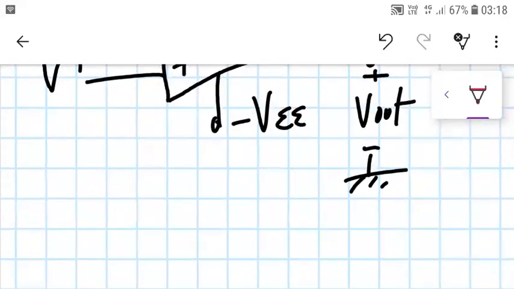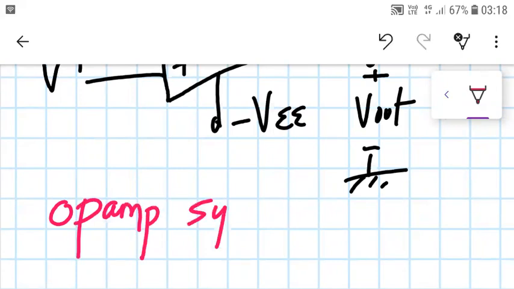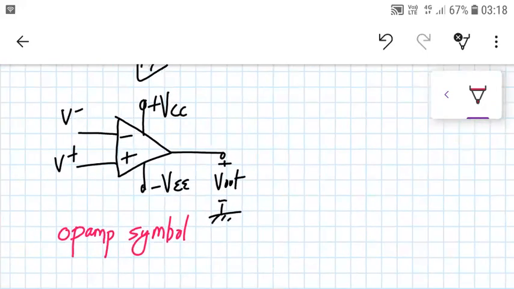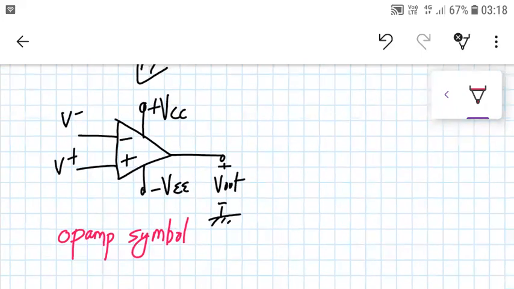So let me just write over here, op-amp symbol. So this is a more abstract representation of an op-amp symbol.